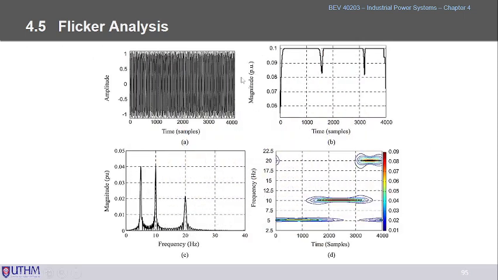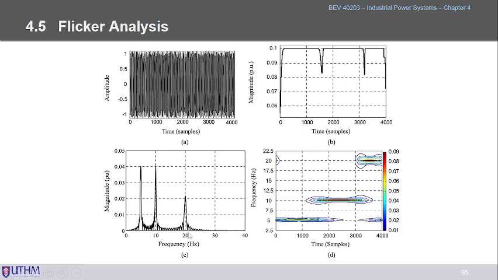So if you have a flicker problem, you can use a meter to measure it like this one. This is your magnitude, that means the variation of the voltage, and in this case it happens at this sampling time. The magnitude drops to maybe 0.085 here. After that we just plot the frequency.